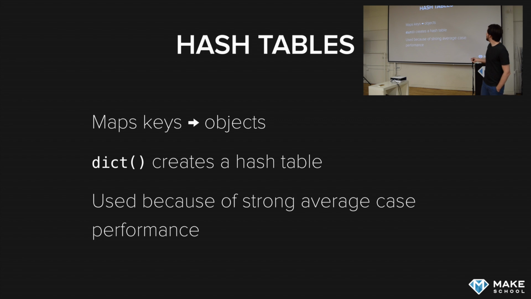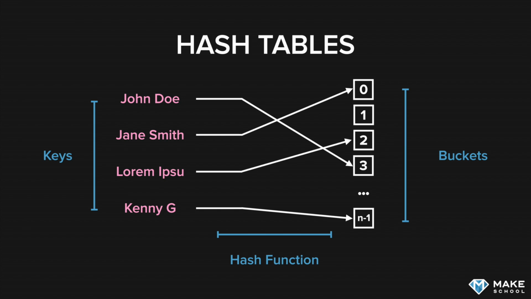Hash tables are used because of strong average case performance. In particular, we'll talk about this in a bit, but the ability to access an element in constant time is super important to hash tables. So this is kind of what a hash table looks like. Basically, you have your keys, which are then run through a hash function. The hash function converts your key into an integer. We'll talk more about how they work in a second.